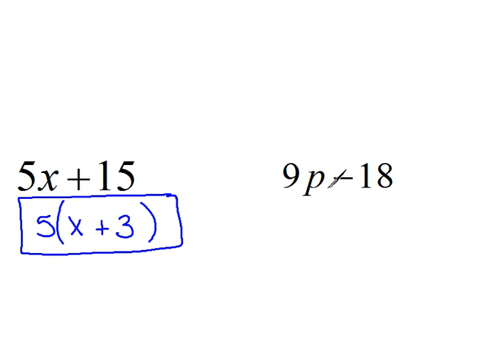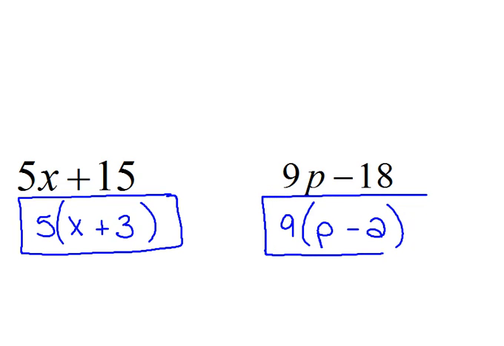Last one. We have two items here, 9p minus 18. What do these two have in common? That would be a 9. So again, think backwards of distribution. 9 times what would give you 9p? And that would be a p. 9 times what would give you a negative 18? Well, that would be a negative 2 or a minus 2.